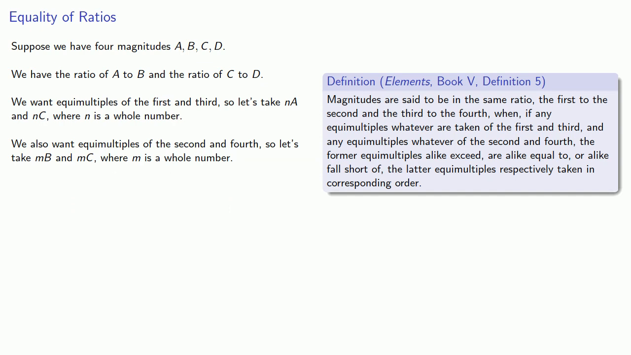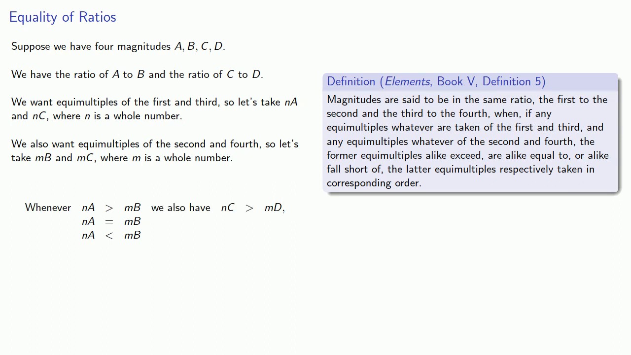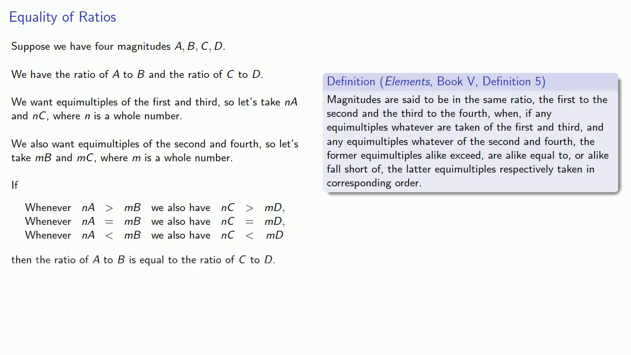And we're going to compare these equal multiples, to see whether they exceed, equal, or fall short of. So what that means is NA could be greater than MB, or equal to MB, or less than MB. And the key idea here is that they are alike. So whenever NA is greater than MB, we also have NC greater than MD. If they're equal, we have equality. And if they're less, NC is also less than MD. And if this happens, then the ratio of A to B is equal to the ratio of C to D.